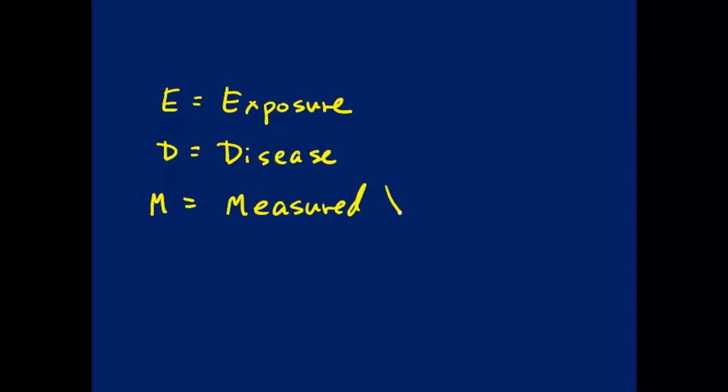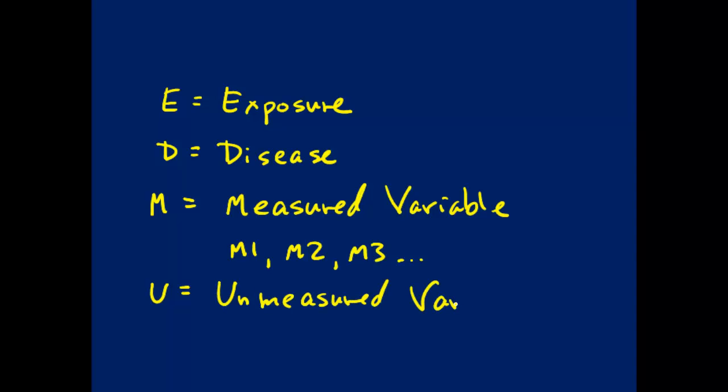When talking about DAGs in general, sometimes I'm going to want to use letters to represent variables without actually naming the variables. So the nomenclature that I'm going to use is E to mean the exposure variable. D is going to mean the disease or outcome variable. For measured variables, I'm going to use the letter M, and if we have more than one, I would just label them M1, M2, M3, etc. And for unmeasured variables, I'm going to use the letter U. Again, if we have more than one, I'll just number them U1, U2, U3.